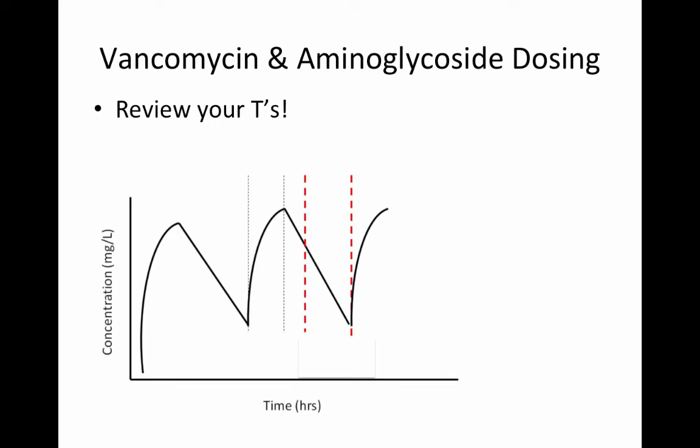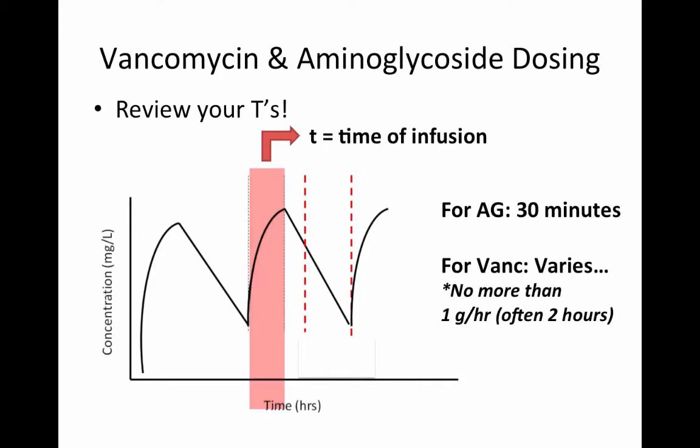All right, so let's clear up some confusion about some infusions. When it comes to vancomycin and aminoglycoside dosing, my best advice to you is to review your T's. So this is going to be really important. I think you can pretty much get any of the calculations correct if you know what the T's stand for. So let's talk about the first T. This is T just by itself, and this is the time of infusion. So it's shown here in the red.